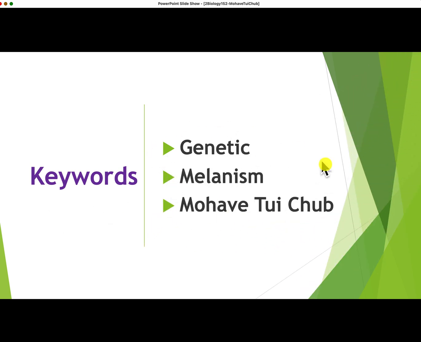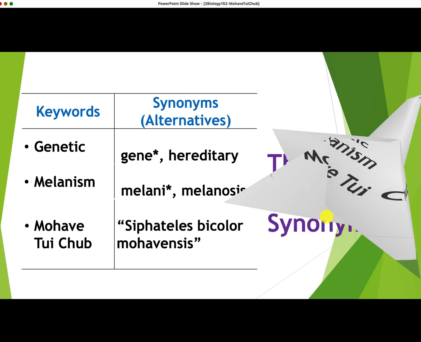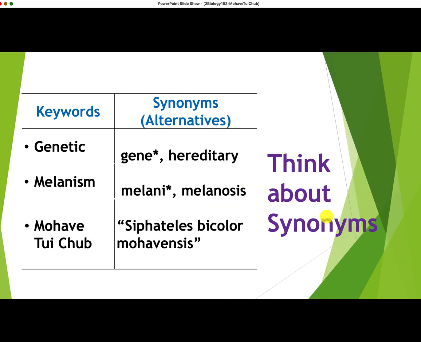Okay, so now once you've selected the keywords, and these are my selected keywords: genetic, melanism, Mojave 2E chart, then the next thing you need to do is to think about different synonyms and alternate ways of spelling your keywords. So, for instance, with genetic, a synonym could be hereditary. I've also used the asterisk after the gene in genetic. So after the E character.